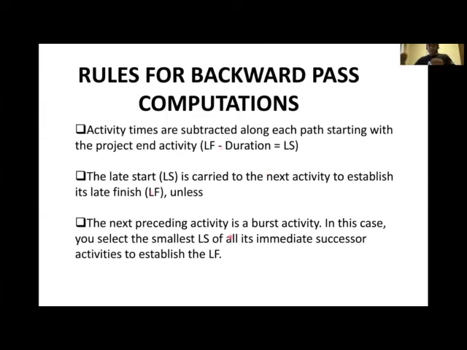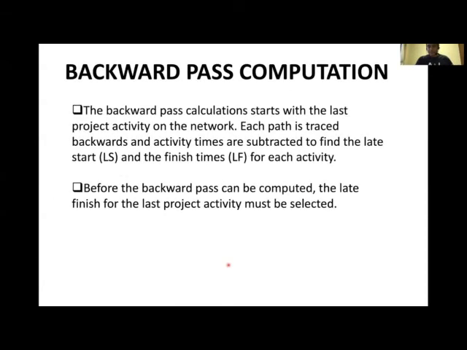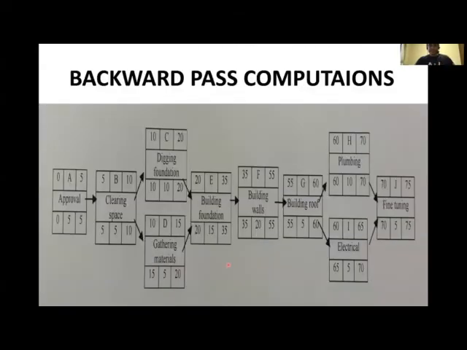Now, when you're going back and then you meet the merge, what is the rule? The rule is opposite from the forward pass, where you pick the biggest. But in this case, we'll be picking the smallest as we go back. So how do we do this? So let me demonstrate all these rules, all these steps from the diagram.